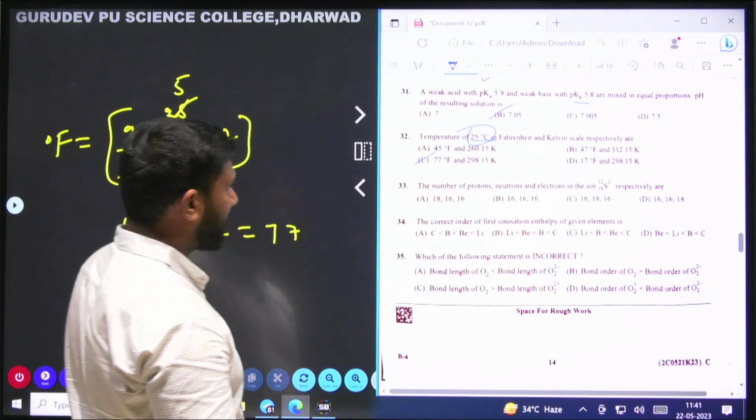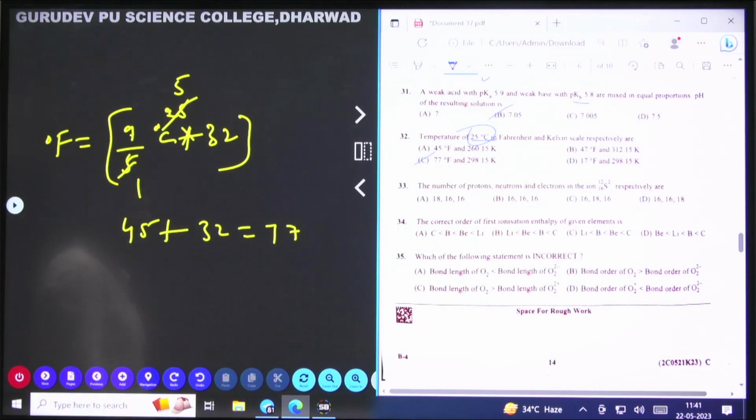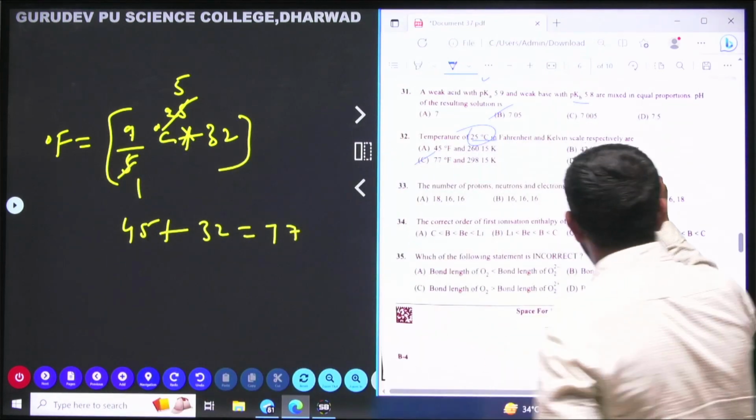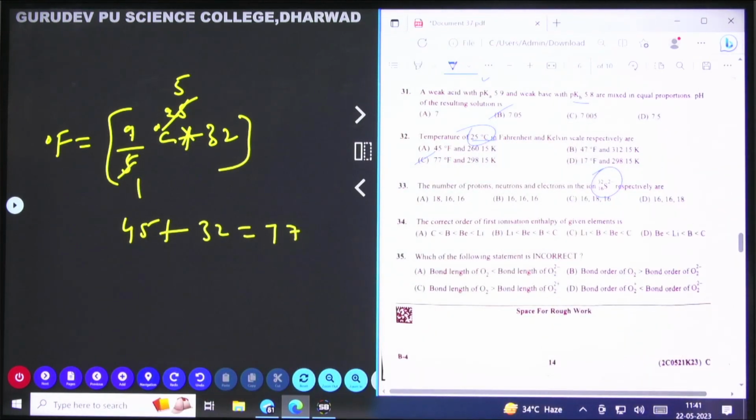Next question, the number of protons, neutrons and electrons in the ions. Okay, here you can observe, sulfur is given.